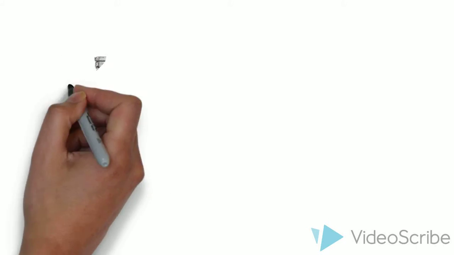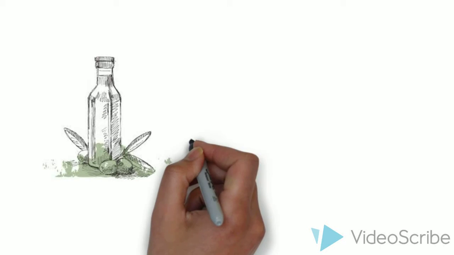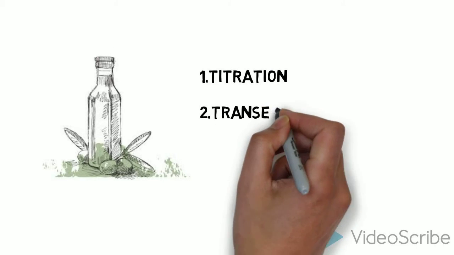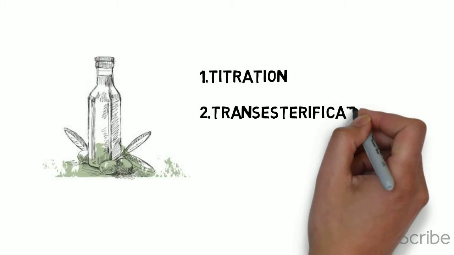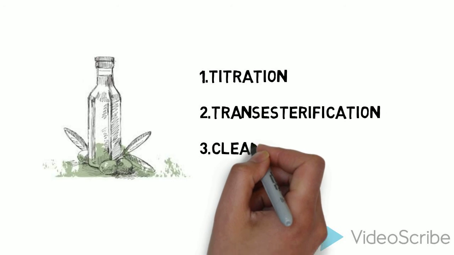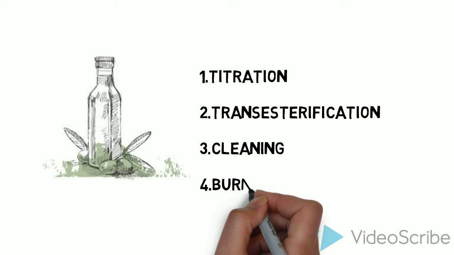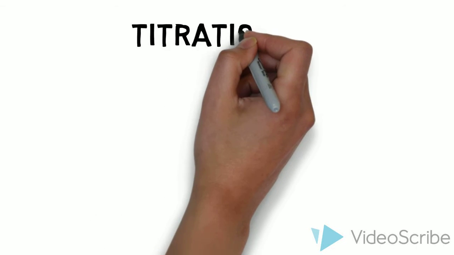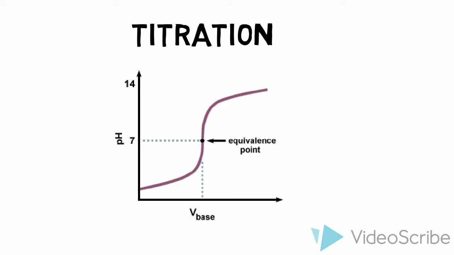We will see the four parts of this lab. We were provided virgin soybean oil and used cooking oil for part 1 and part 2, the titration and the transesterification. But we will focus on part 3, which is cleaning our biodiesel, and part 4, which is energy in the combustion of fuels. During the titration lab, we determined the amount of free fatty acids in two different samples of oil. We used soybean oil and used oil.